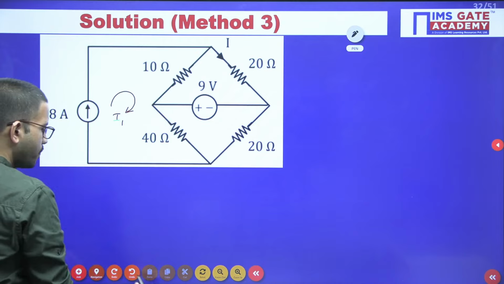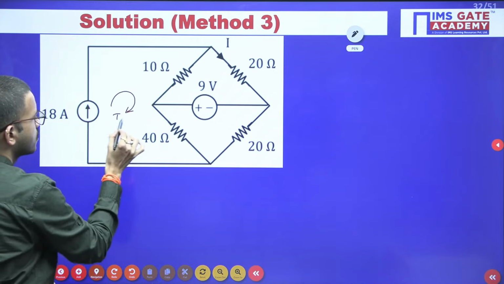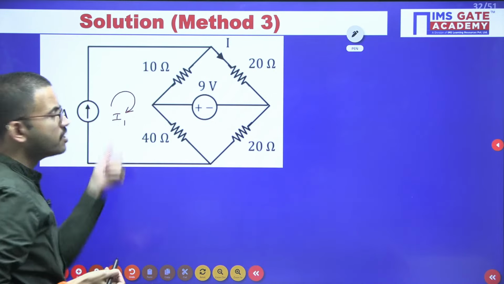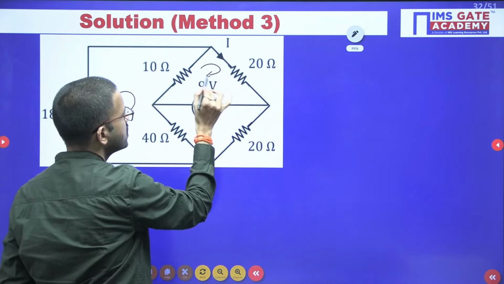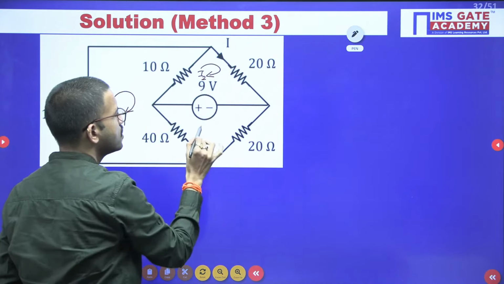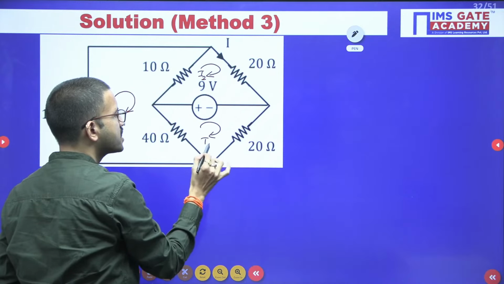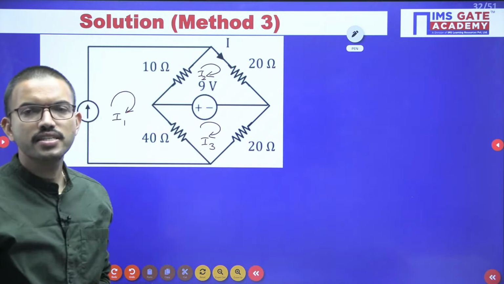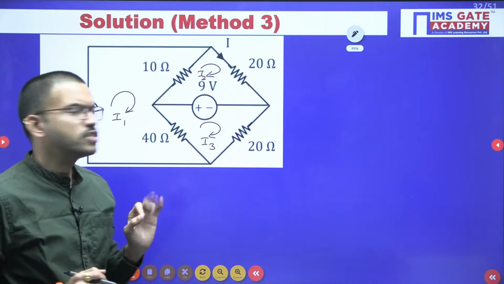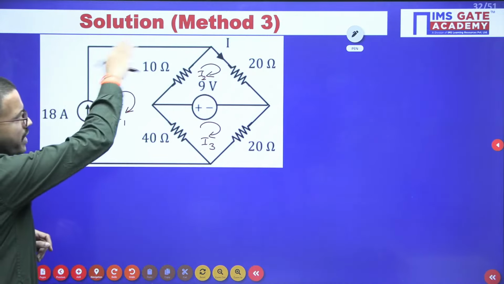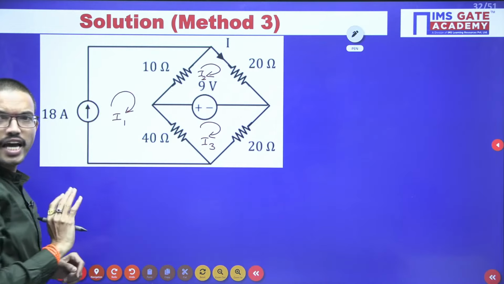So for the time being, in this mesh, I am labeling the mesh current as I1. Similarly, in this mesh, I am considering the mesh current as I2. Similarly, in this mesh, the mesh current is I3. Right? Okay. Now just observe. In this mesh, the mesh current is I1.